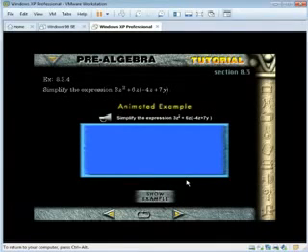Example 8.3.4. Simplify the expression 3z squared plus 6z times negative 4z plus 7y. To simplify this expression, start by clearing the parentheses, then add the like terms.